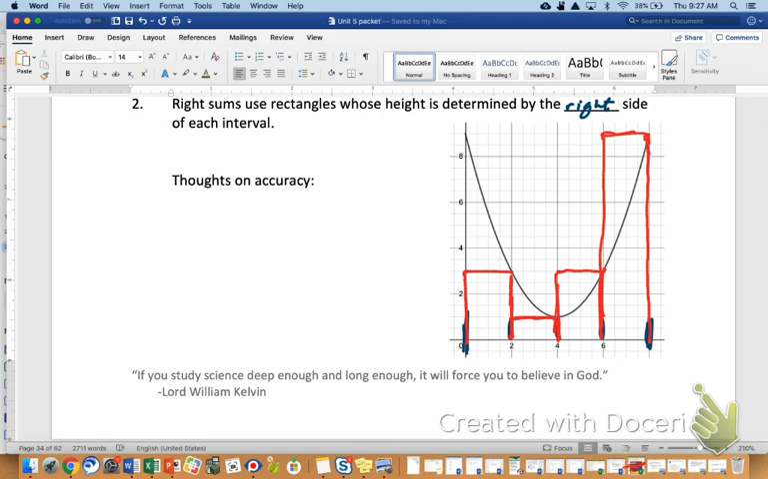Thoughts on accuracy: same kind of thinking here. Perhaps you can see that on this green interval, our graph is decreasing. You can probably also see that those 2 rectangles approximating that part of the graph are well under. They're an underestimate of that area. So we would say if the graph is decreasing, a right sum is an underestimate.